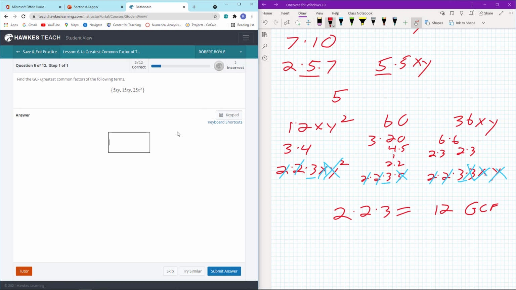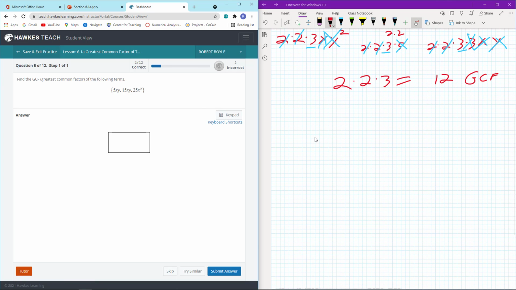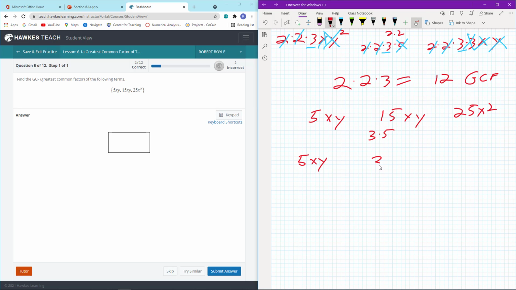No, we should do this problem right here, because this one actually includes a variable. So here we have 5xy, 15xy, and 25x squared. Well, first we want to do prime factorization. 5xy is already a prime number, so we're good here. We want to find the prime factorization of 15, and 15 has two factors, 3 and 5. They are prime numbers, so this becomes 3 times 5 times xy.